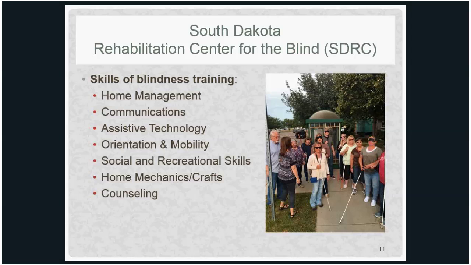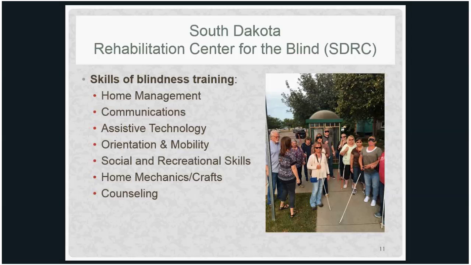Home management skills: doing meal prep, learning to shop out in the community, how to sew, do laundry, learn home mechanics and cleaning, because that's very important if you're going to be living in your home without additional assistance. You need to be able to know how to do those things.